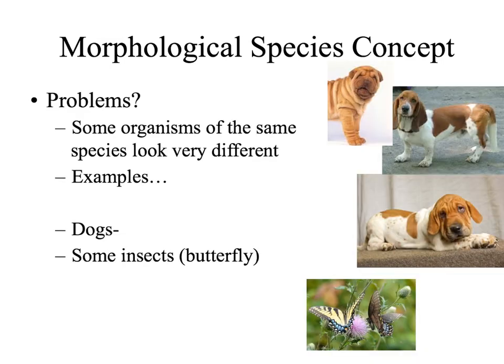This species concept has some problems. There are some organisms of the same species that look very different. A good example of that are dogs. Dogs come in many shapes and sizes, from a Chihuahua to a Great Dane. However, these animals are all still the same species. We can also see drastic variations in some types of insects. These butterflies seen at the bottom have 2 color morphs. To the untrained eye, you might think that these are 2 separate species. However, they're the same species. They're able to interbreed. They have many similar structures, but their color patterns are different based on environmental conditions.